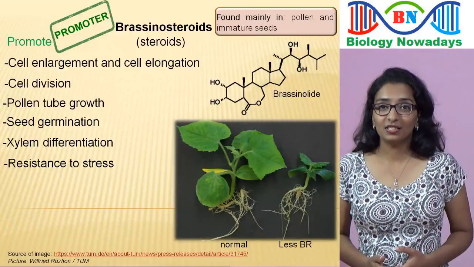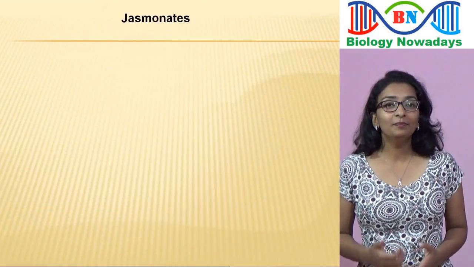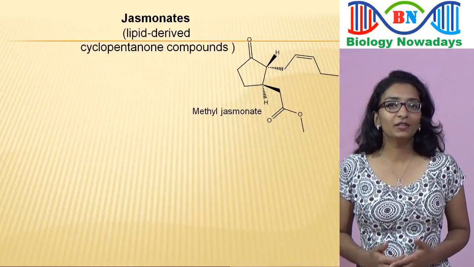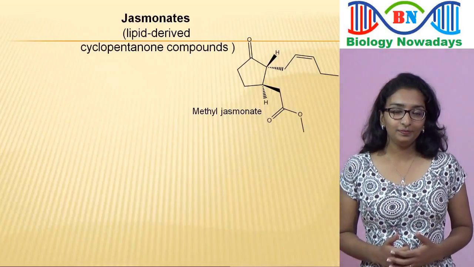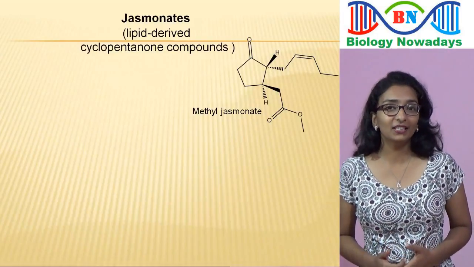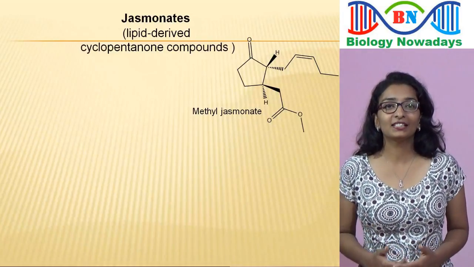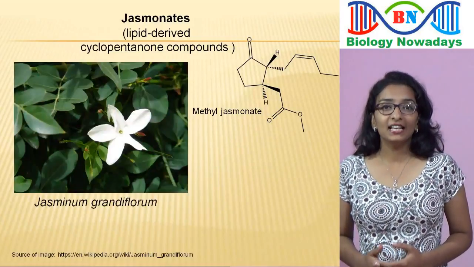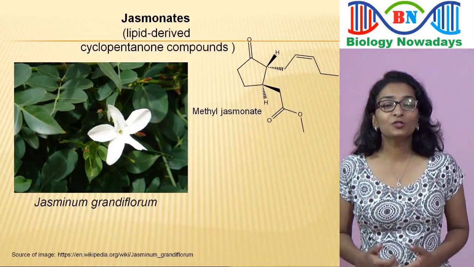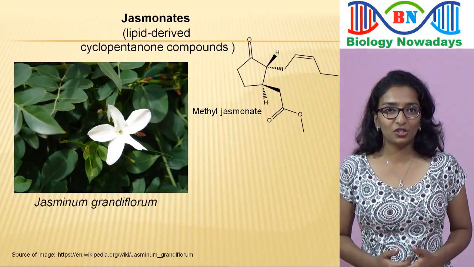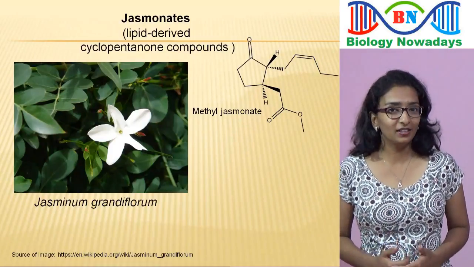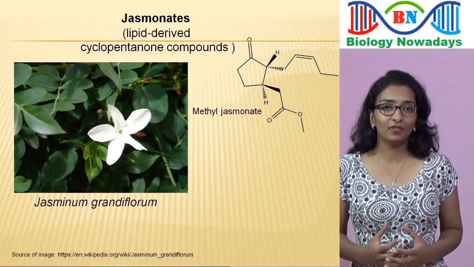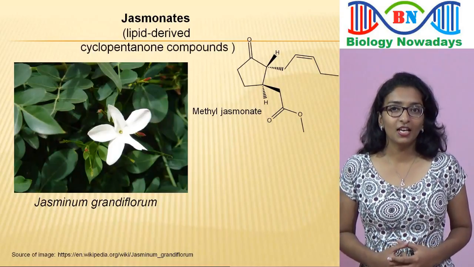Next group is the Jasmonates. They are lipid-derived cyclopentanone compounds. A member of this group is methyl jasmonate. The isolation of methyl jasmonate or methyl ester of jasmonic acid from jasmine oil derived from Jasminum grandiflorum led to the discovery of the molecular structure of jasmonates and so their name. The scent of jasmine mainly comes from methyl jasmonate.